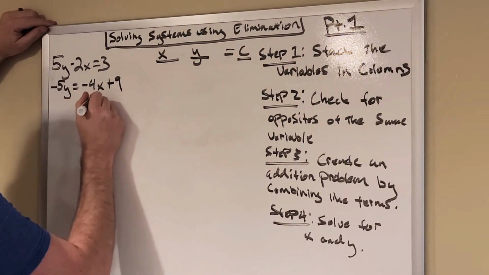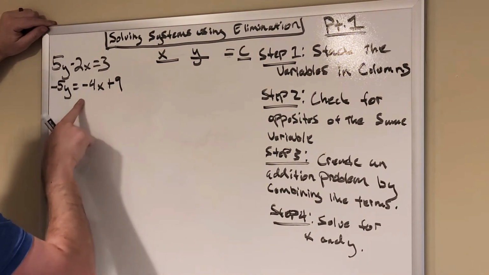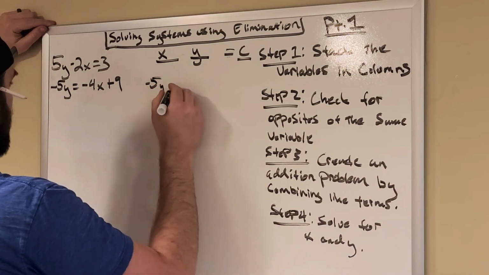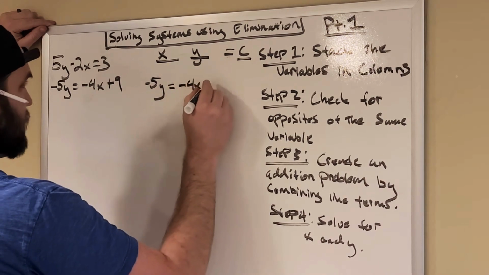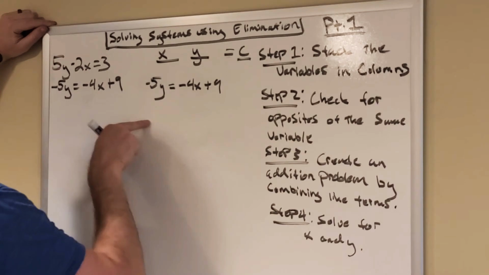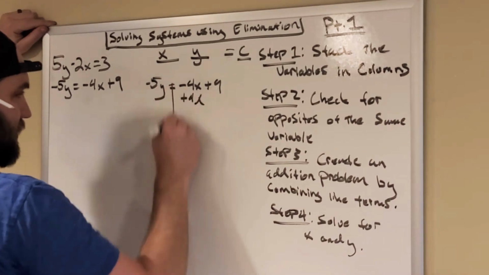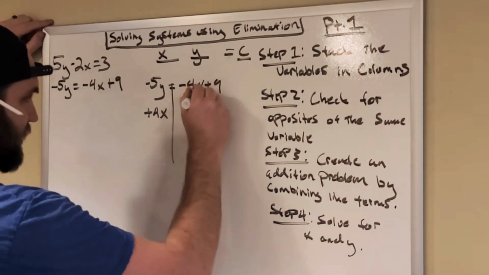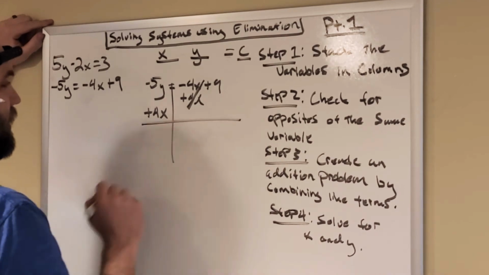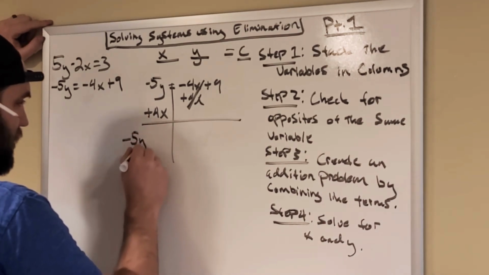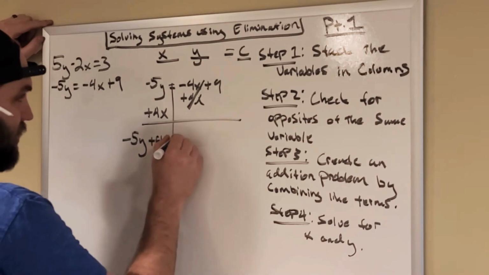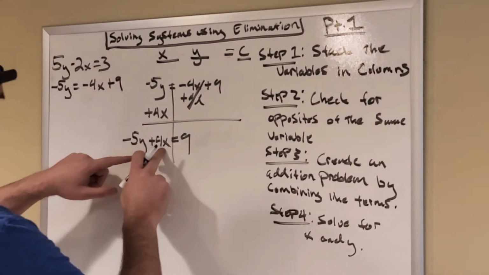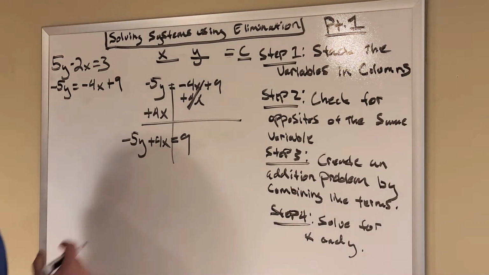So here we go. I'm just dealing with this one equation, so let me write it over here. I have negative 5y equals negative 4x plus 9. And I'm going to add 4x here and add 4x here. So my new equation is, it cancels out on this side, negative 5y plus 4x equals 9. Awesome. I have my y value, I have my x value, I have my constant, equals my constant.